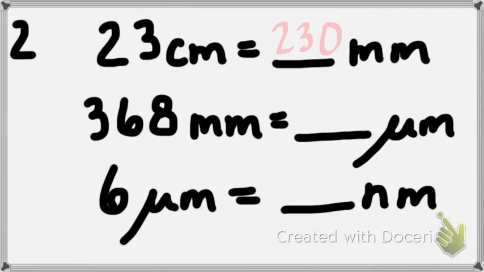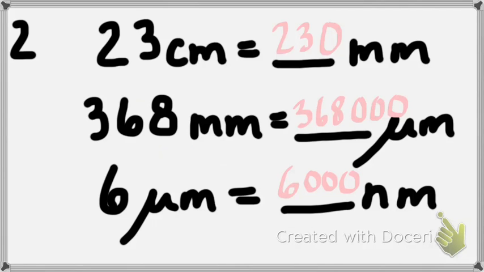Okay, let's try the next one. 368 millimeters, we're supposed to convert it to micrometers. Would that be 3,680? How many zeros do we need to put on this? Three. Oh, 368. Mm-hmm. You put three zeros on there. Everybody okay on that one? All right, try the last one. We're converting six micrometers into blank nanometers. You okay on that one?